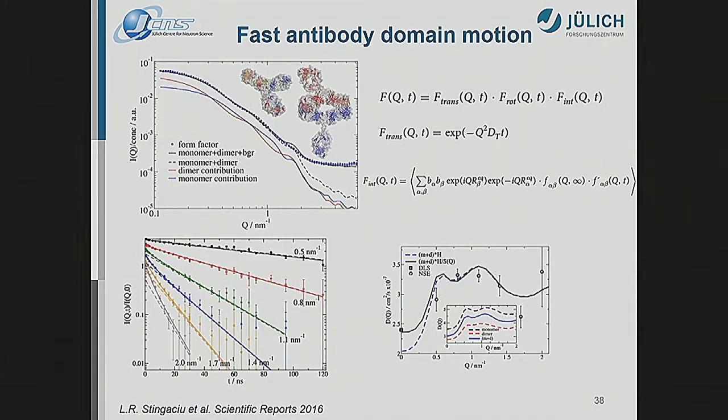You can do something much more complicated. One of our collaborators, Laura Stingaciu, an instrument scientist who does lots of biology, could even study the motion of antibodies in solutions, and then you can write down your intermediate function as a product. I'm not going to go into detail. I don't claim I know a lot about this, but what I'm trying to convey here is that you can have fairly complicated models, because they model the internal motion by so-called normal modes, and you can do some fancy data interpretation with measurements we can do here.